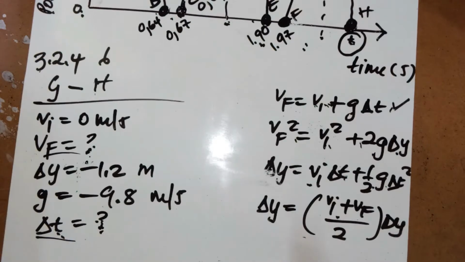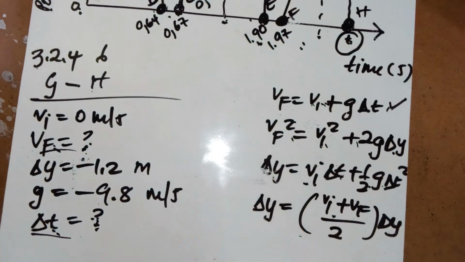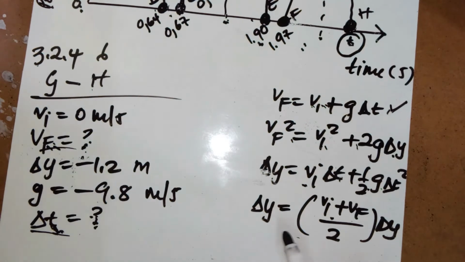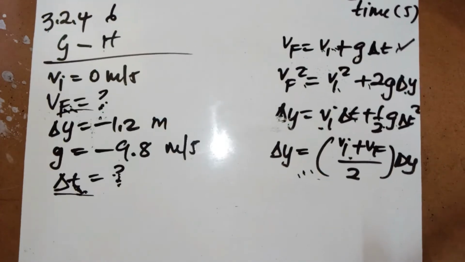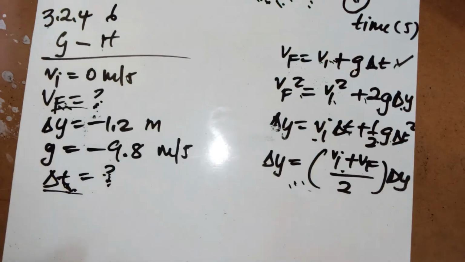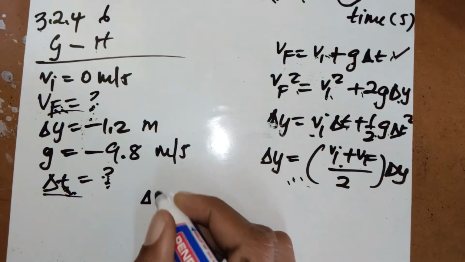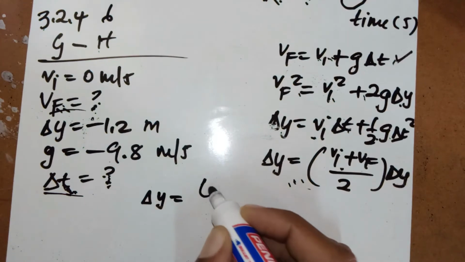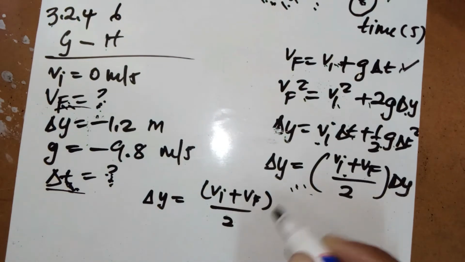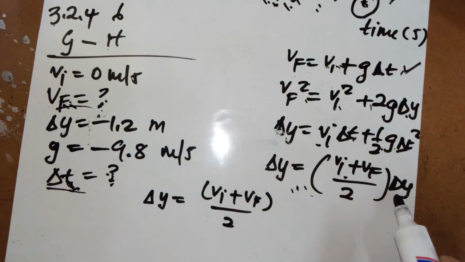So let us go back to our equations and try to determine at least the final velocity. So we have to look for an equation that will not require us to have the change in t, but with which we can find the final velocity. It is this equation. So we use that equation to find the final velocity. Hope that makes sense. So we have change in y equals vi plus vf divided by 2.